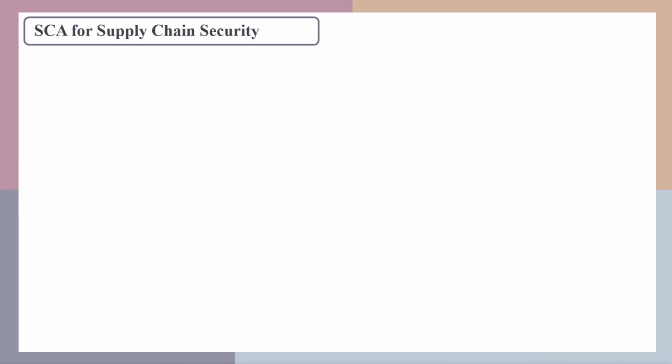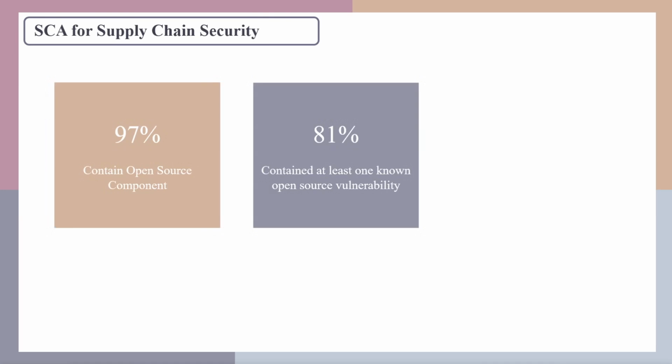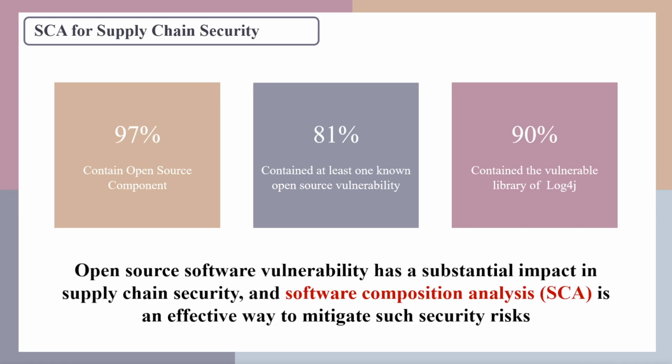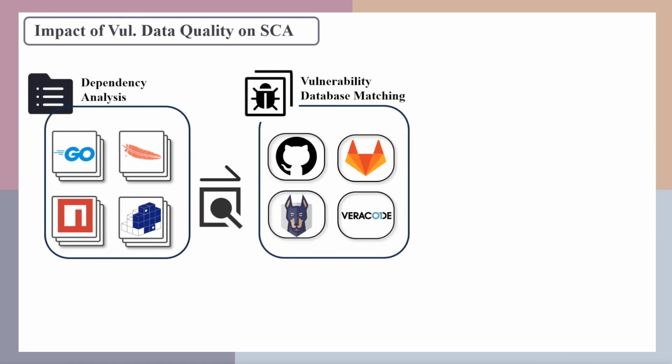Open source software plays a crucial role in software development. According to Synopsys's Supply Chain Security Report, open source software vulnerability has a substantial impact on supply chain security. Employing software composition analysis techniques is an effective way to mitigate such security risks. The common pipeline of SCA involves parsing and extracting dependent libraries from a target project. Then, it queries vulnerability databases to identify whether any vulnerabilities exist for these dependent libraries of a specific version.